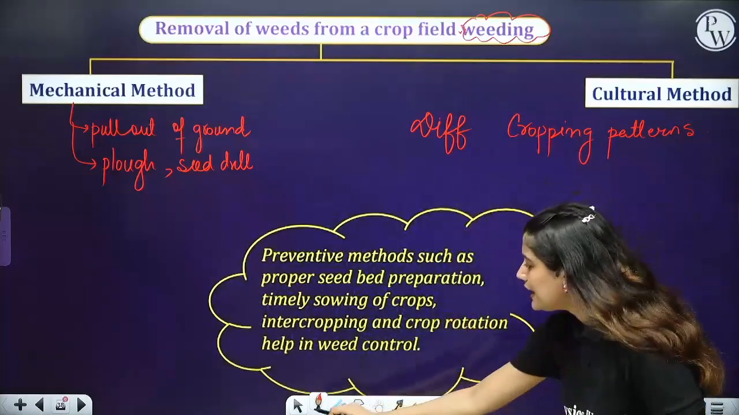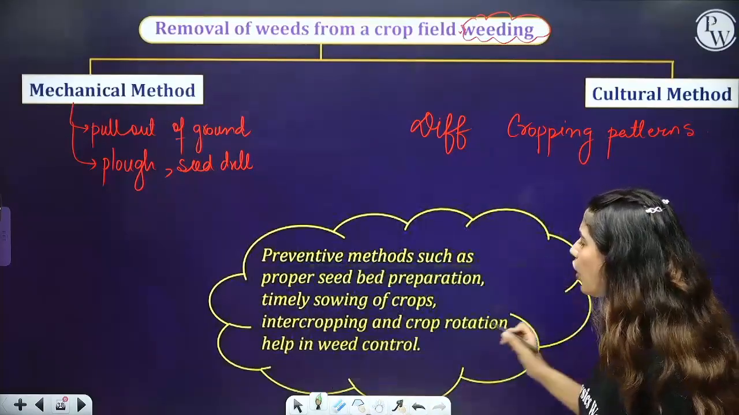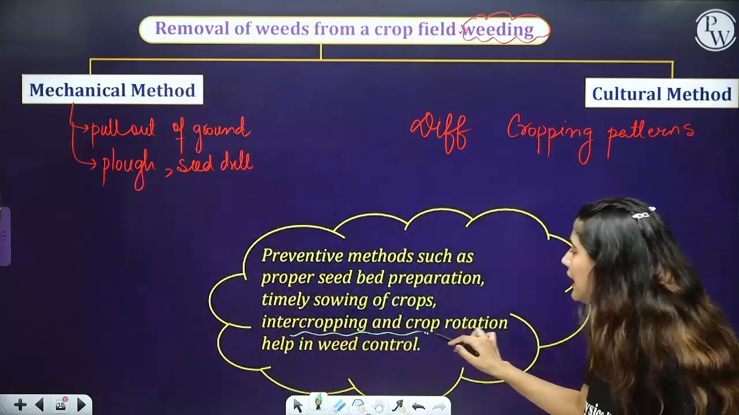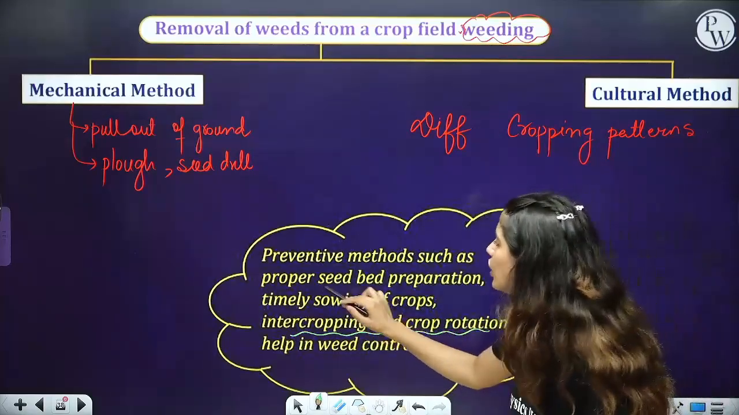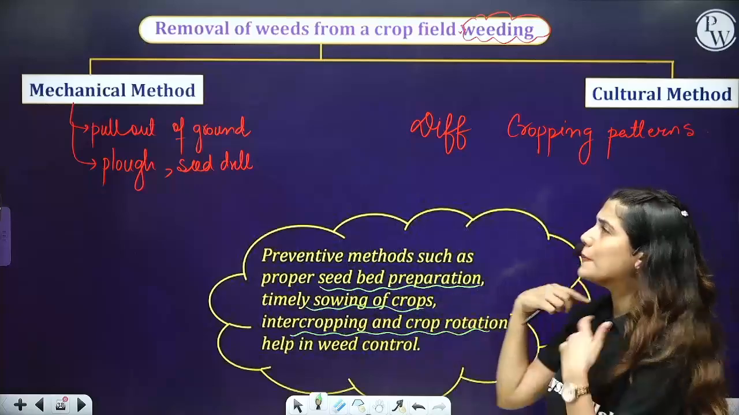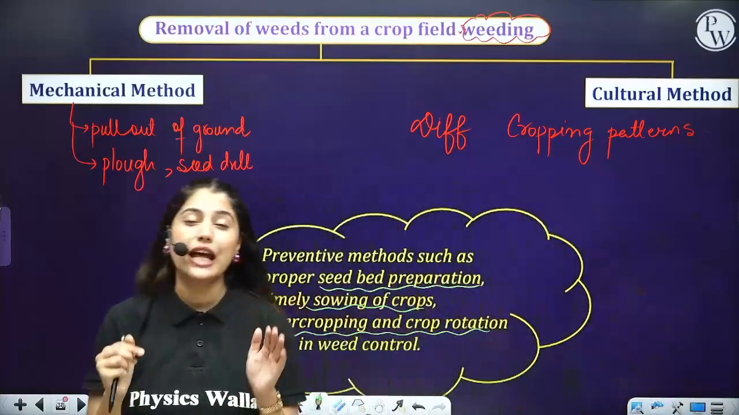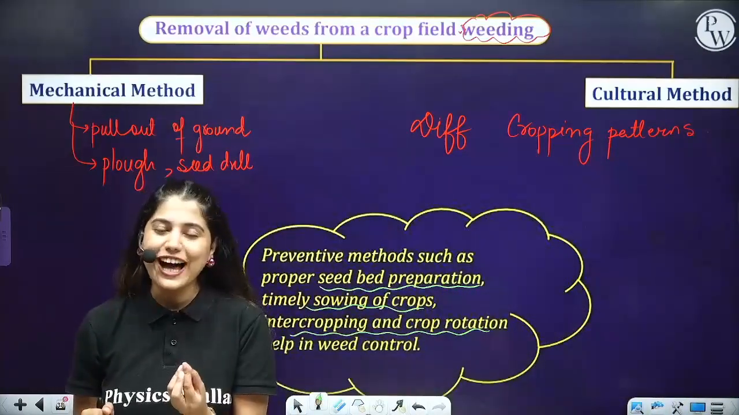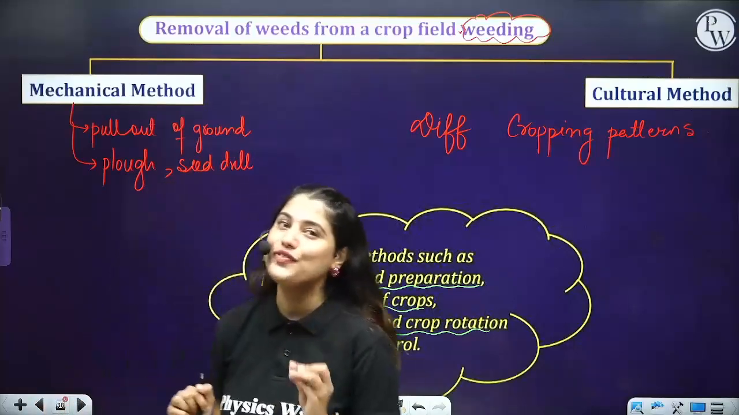Right? So basically we can prevent them, as I've already told you. We can do the intercropping, we can do the crop rotation, and also we can do the seed bed preparation or timely sowing of crops. These are the methods by which we can prevent the weeds, right? So that was about the weeding.